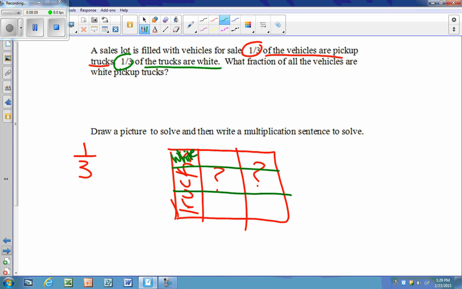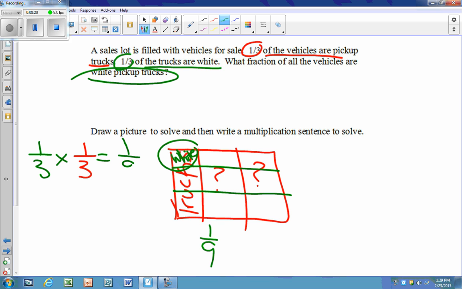And then it says what fraction are white pickup trucks. We have to read that careful. So white pickup trucks is this area. It's 1/9. So we want to find 1/3 of those 1/3, and it's 1/9. And we have 1/9 of the vehicles are white trucks, and that is lesson 8.